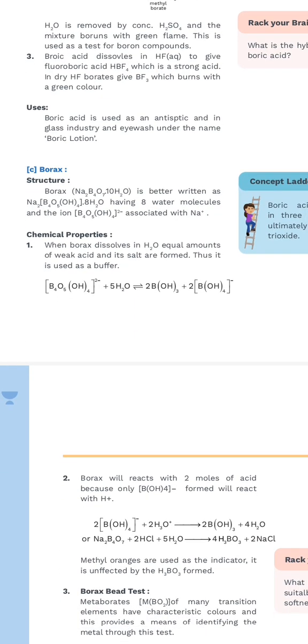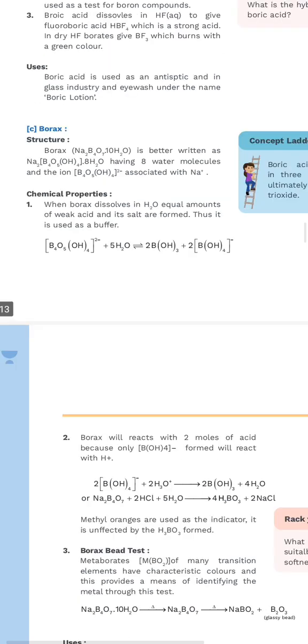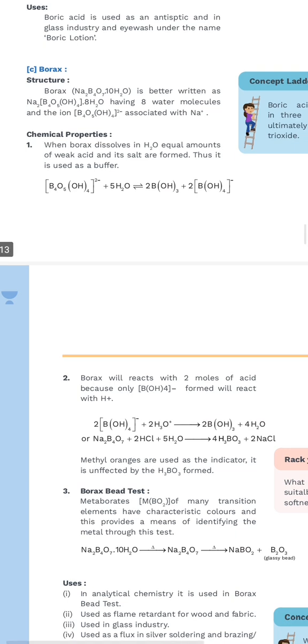Uses. Boric acid is used as an antiseptic, in the glass industry, and as an eye wash under the name boric lotion. Next is borax. Borax is better written as in this formula, having 8 water molecules and the ion associated with sodium, Na positive.